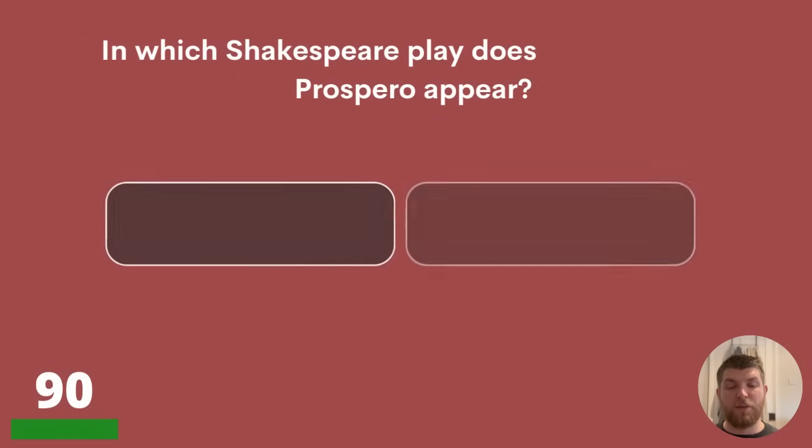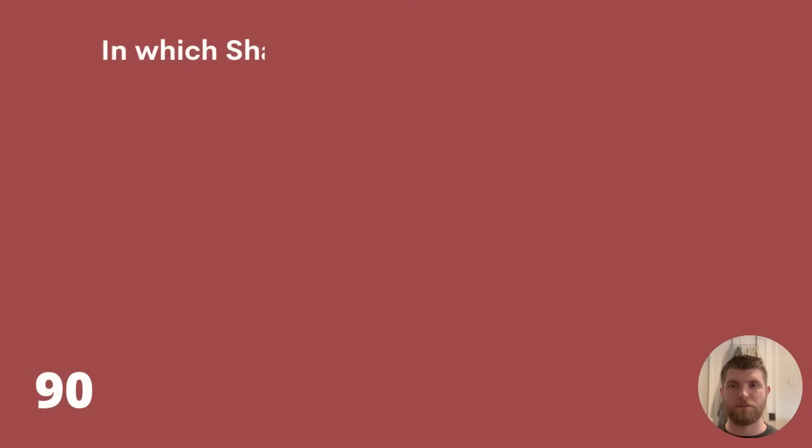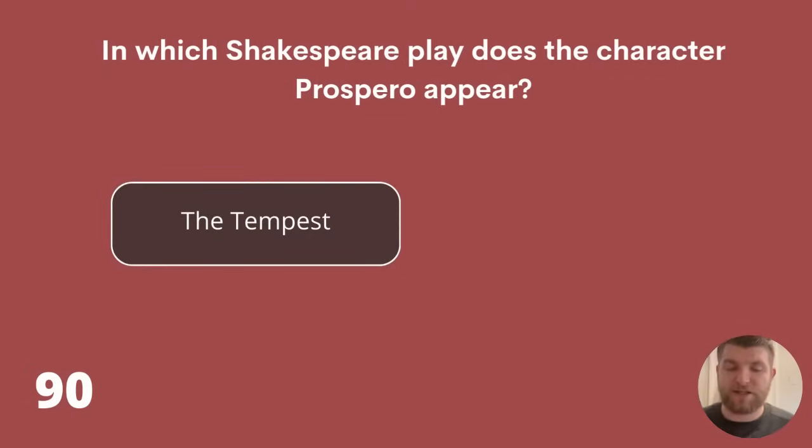Question 90. In which Shakespeare play does the character Prospero appear? The Tempest, Macbeth, or Hamlet? Apologies, I think that's Prospero. In which Shakespeare play does the character Prospero appear? The answer is The Tempest.